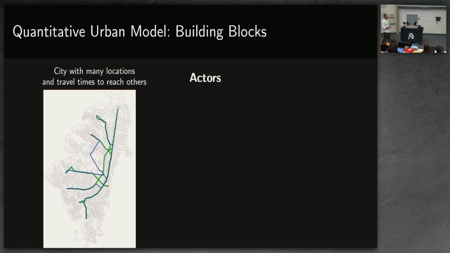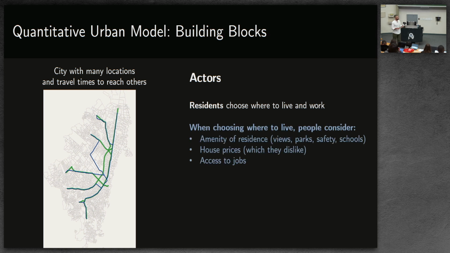And then we need to say who's going to be doing stuff within this model. Okay, so we're going to have residents, people who live in the city and work in the city, and they're going to choose where to live and work. When they choose where to live, what do people care about? They're going to think about primarily three things, right?